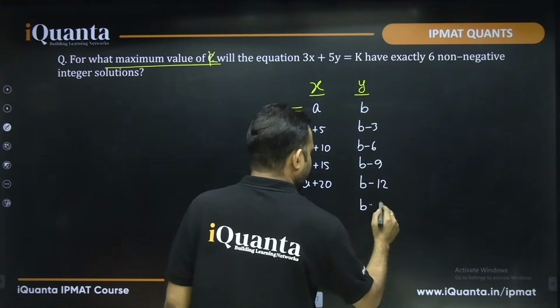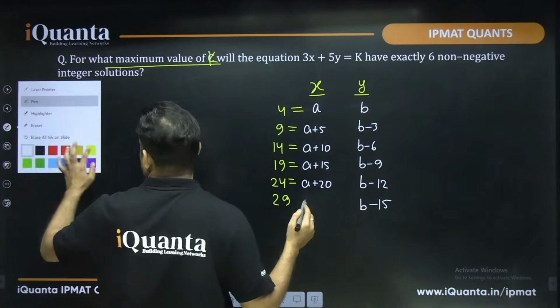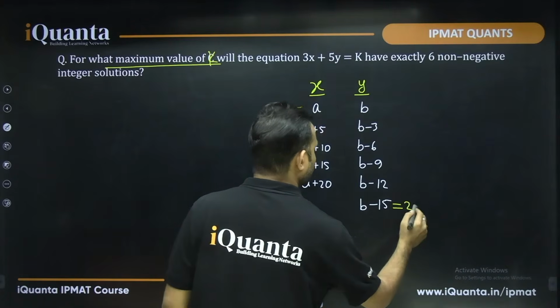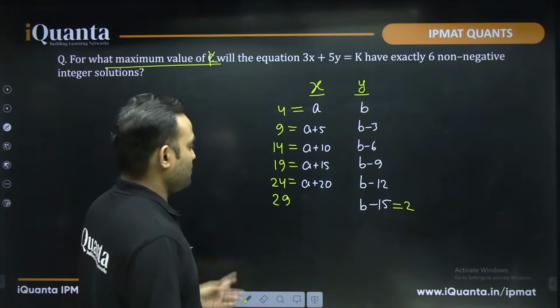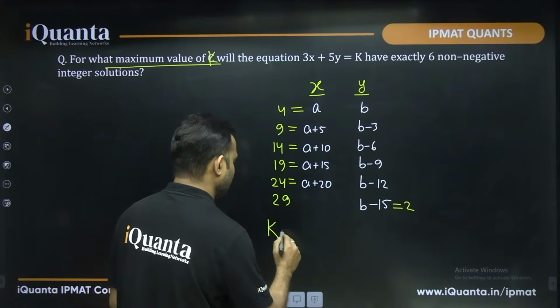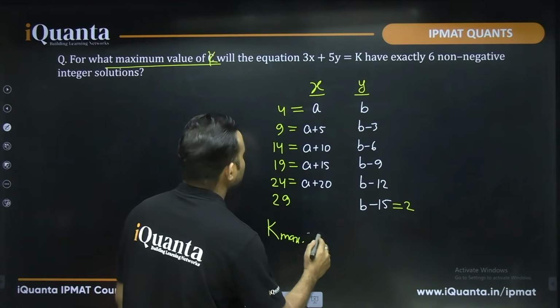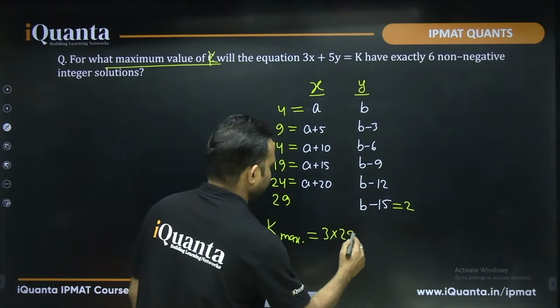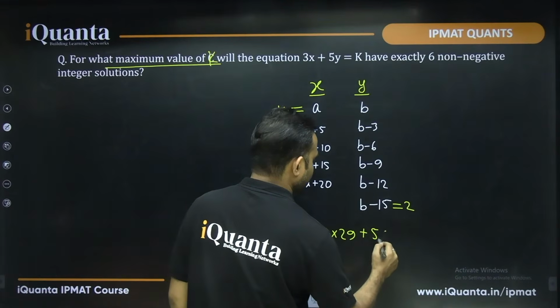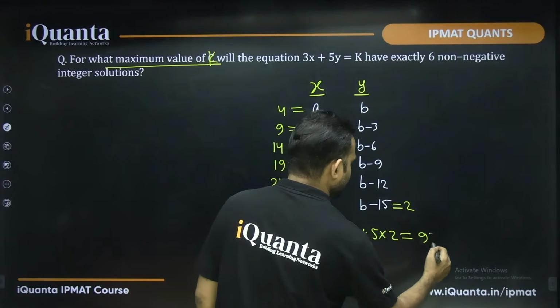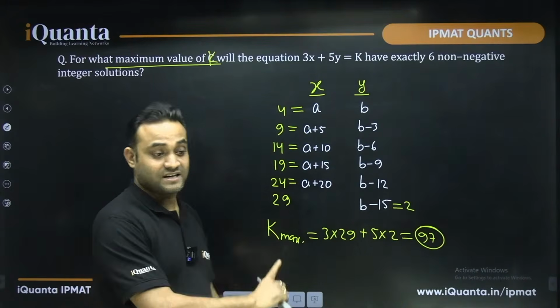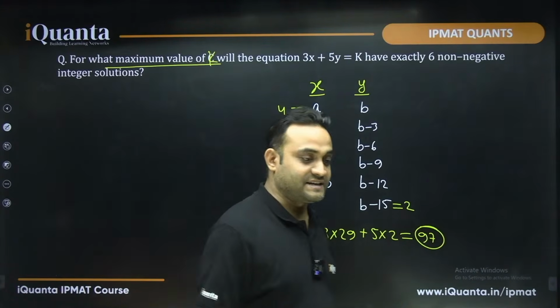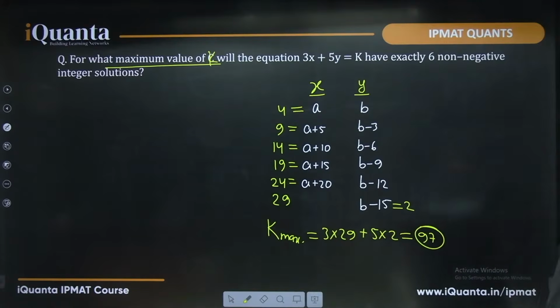So b minus 15, and that will be equal to 2, right? Now, what will be the maximum value of k? K max: 3 into 29 plus 5 into 2, which is equal to 97. Yes, that's the correct answer. Okay, 97 is the correct answer.